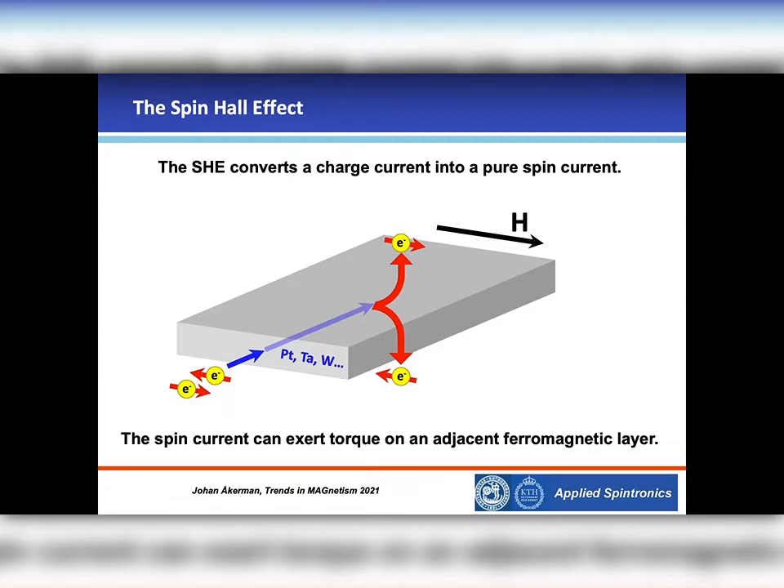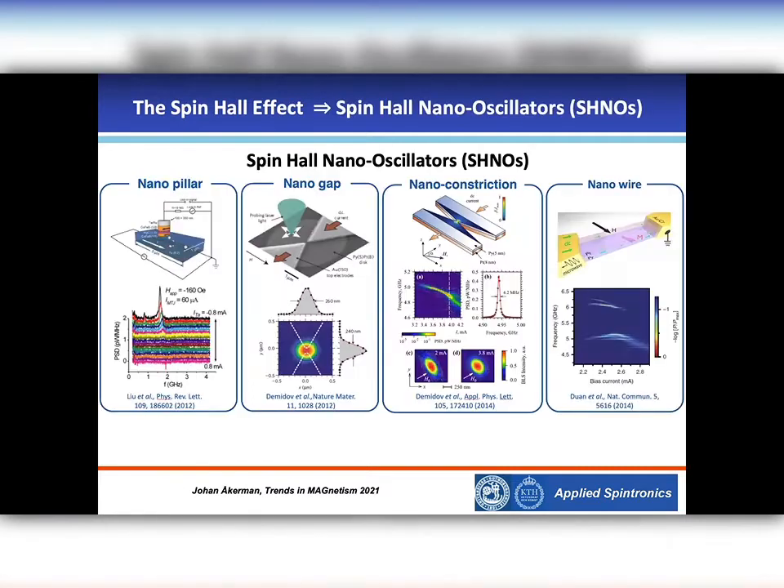And to achieve that, there has been a number of different designs of spin Hall nano-oscillators. For example, the first ones were nanopillars of MTJs, where the Cornell group showed that you could get oscillations of the free layer in the pillar if you passed a current through a tantalum underlayer.